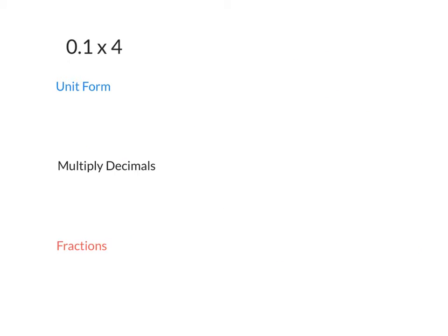Here we have a problem, 0.1 times 4. Go ahead and write that in your math notebook. 0.1 times 4. We know how to multiply decimals using unit form and also using standard form. So let's talk about that.